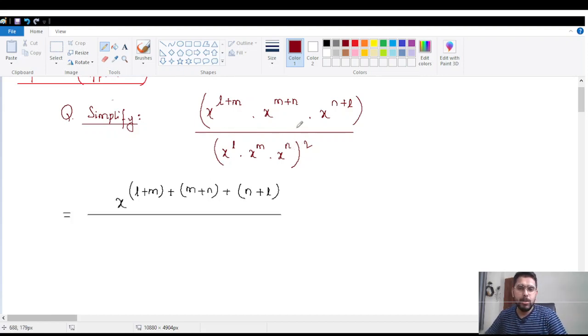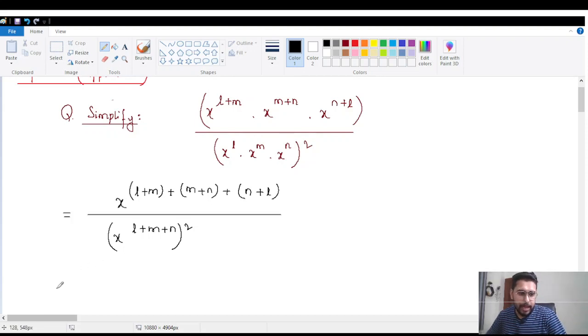So now what we are going to do is, it will be x to the power of L plus m plus m plus n plus n plus L, and in the bottom it will be x to the power of L plus m plus n whole to the power of 2. So that is the first step. I hope it's clear to you. In the first step, we saw that the bases are the same, so we added all the exponents. In the bottom also, we saw the bases are the same. We added all the exponents and overall whole to the power 2.